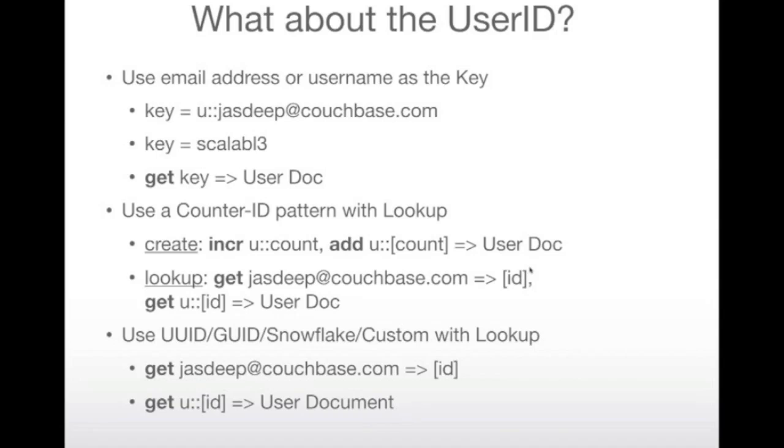Or I'm using a counter ID pattern where I'm incrementing a count, and then I'm using that count for the user doc. And then I create a lookup for the email address that points to that counter ID, and then gets the user doc. Or I use a UUID or GUID or Snowflake or some custom mechanism where I have a lookup that points to that ID, and then when I want to retrieve it, I retrieve it based on that ID that I get from the lookup.